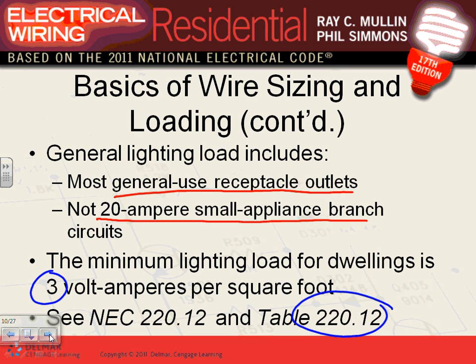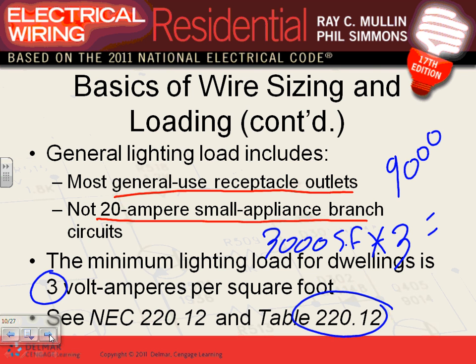So how do you use the 3 volt amp? Say you have a 3,000 square foot house. You multiply this by 3 because the code says 3. You're going to end up with 9,000 volt amp. This is how much calculated volt amp, not connected volt amp, you're expected, and this is by no means a scientific calculation, expected from a design point of view to allocate for the lights and the receptacles, convenient receptacles and general purpose lights.